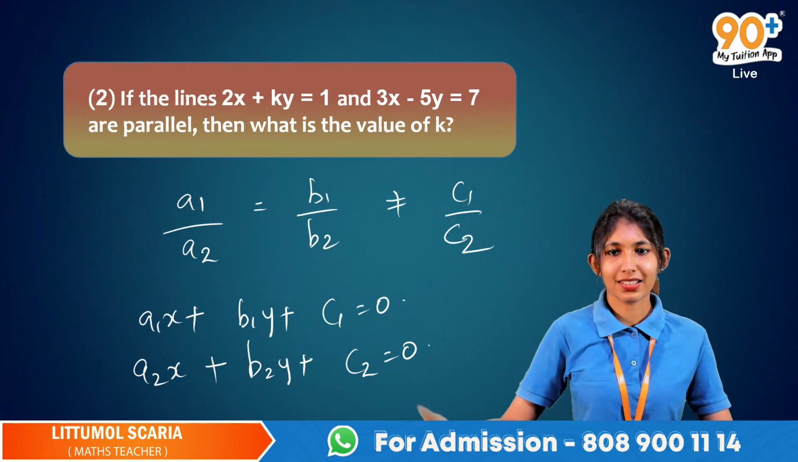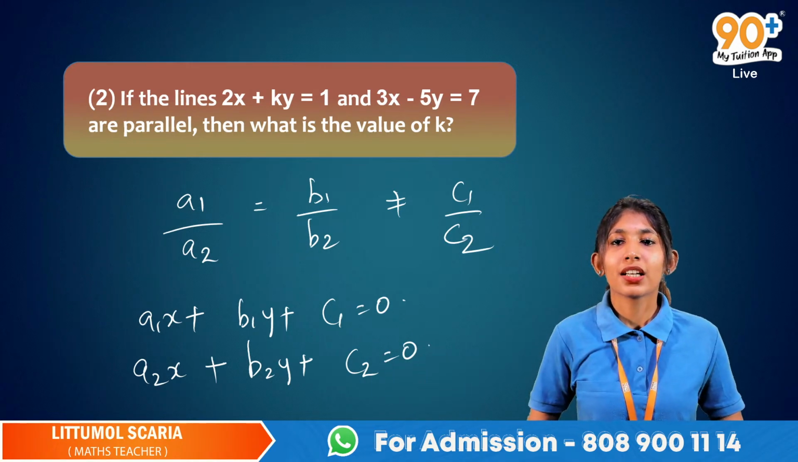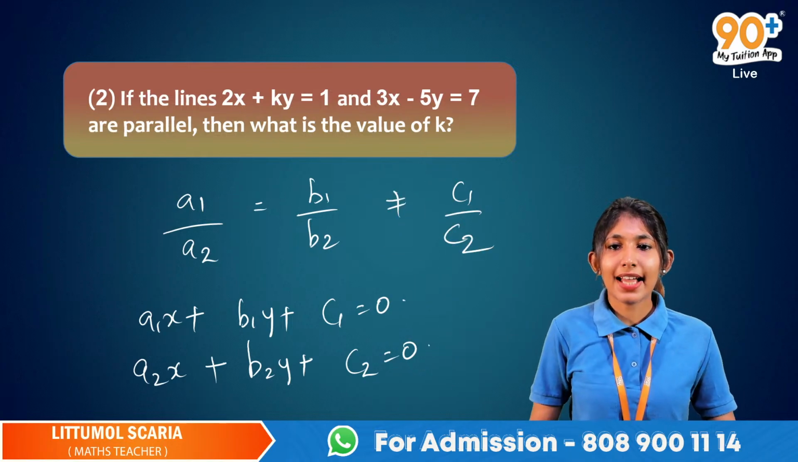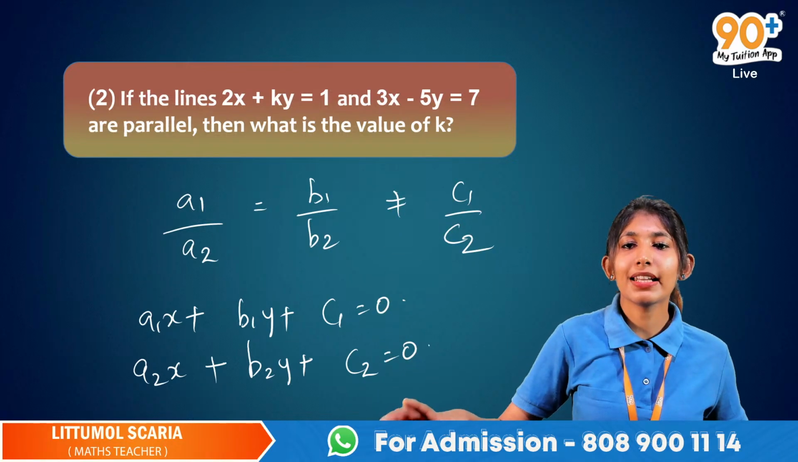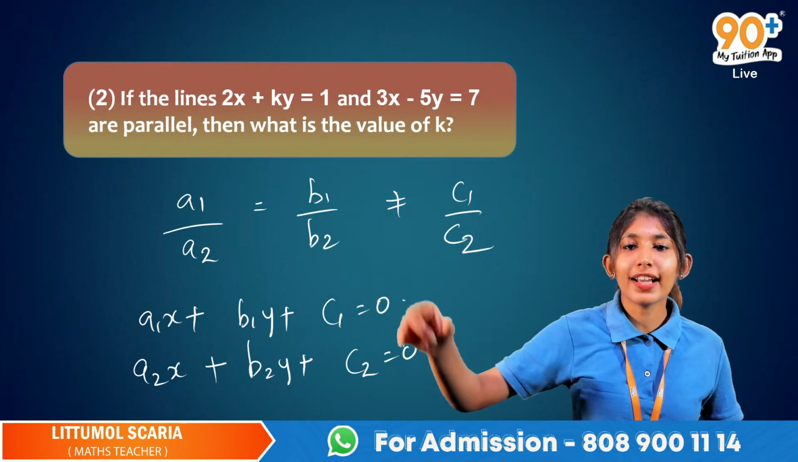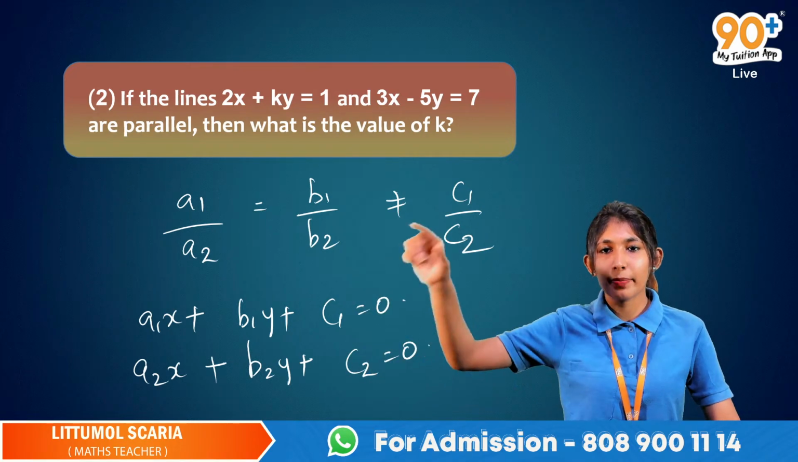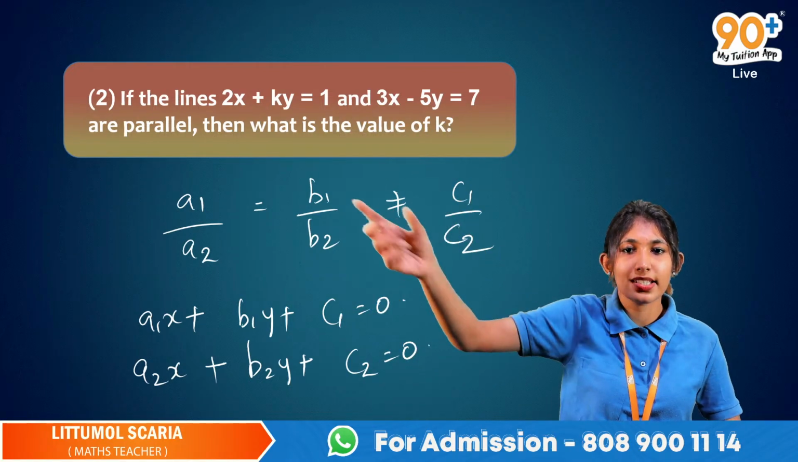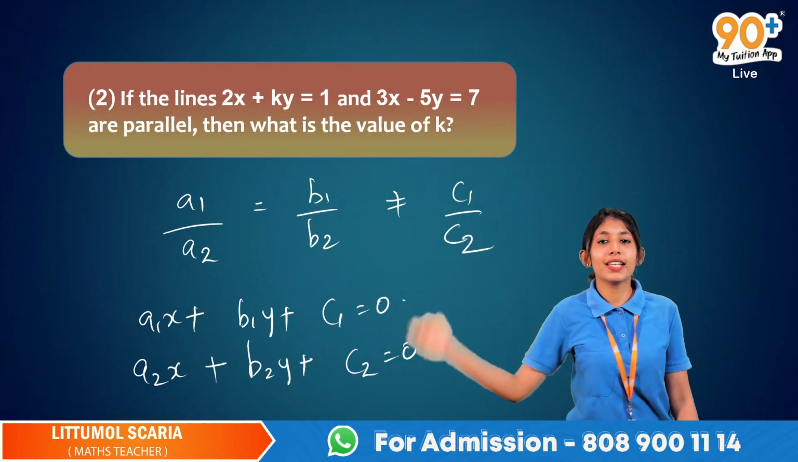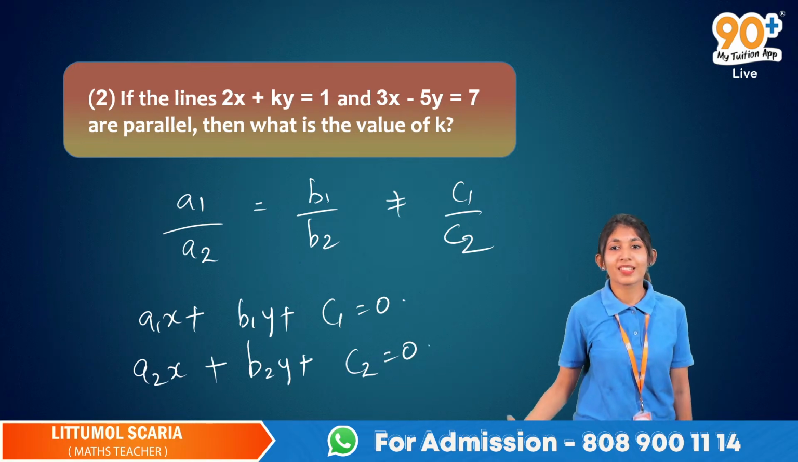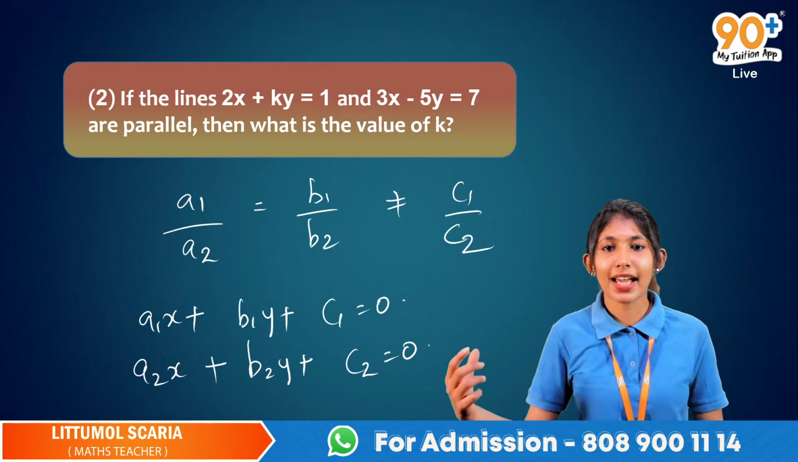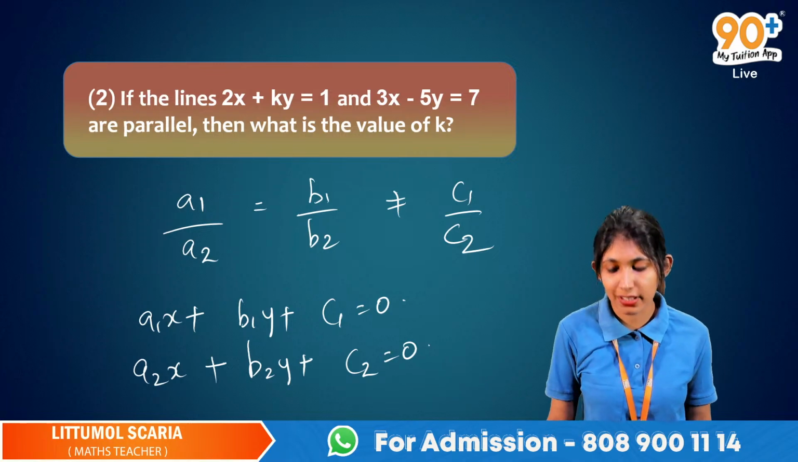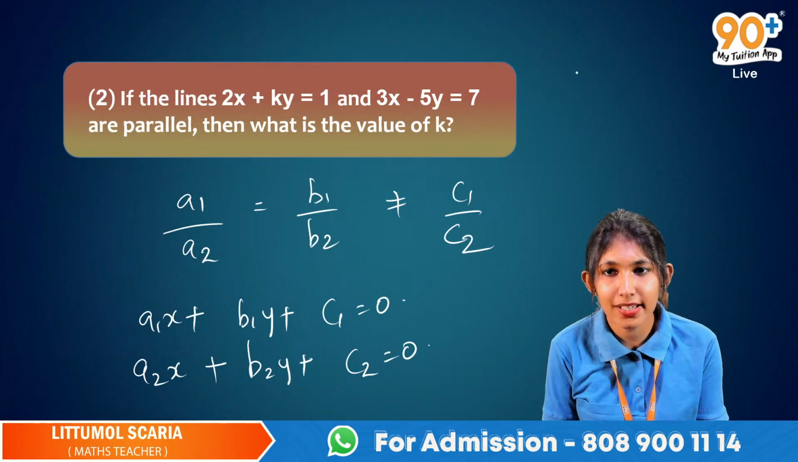Okay, so we'll see. We have the two equations and it is said that they are parallel. Before finding the ratios A1 by A2, B1 by B2, C1 by C2, we have to make the two given equations in standard form. Otherwise there will be a sign difference, sign conversion, and you will get the wrong answer. So first we'll write the equations in standard form.